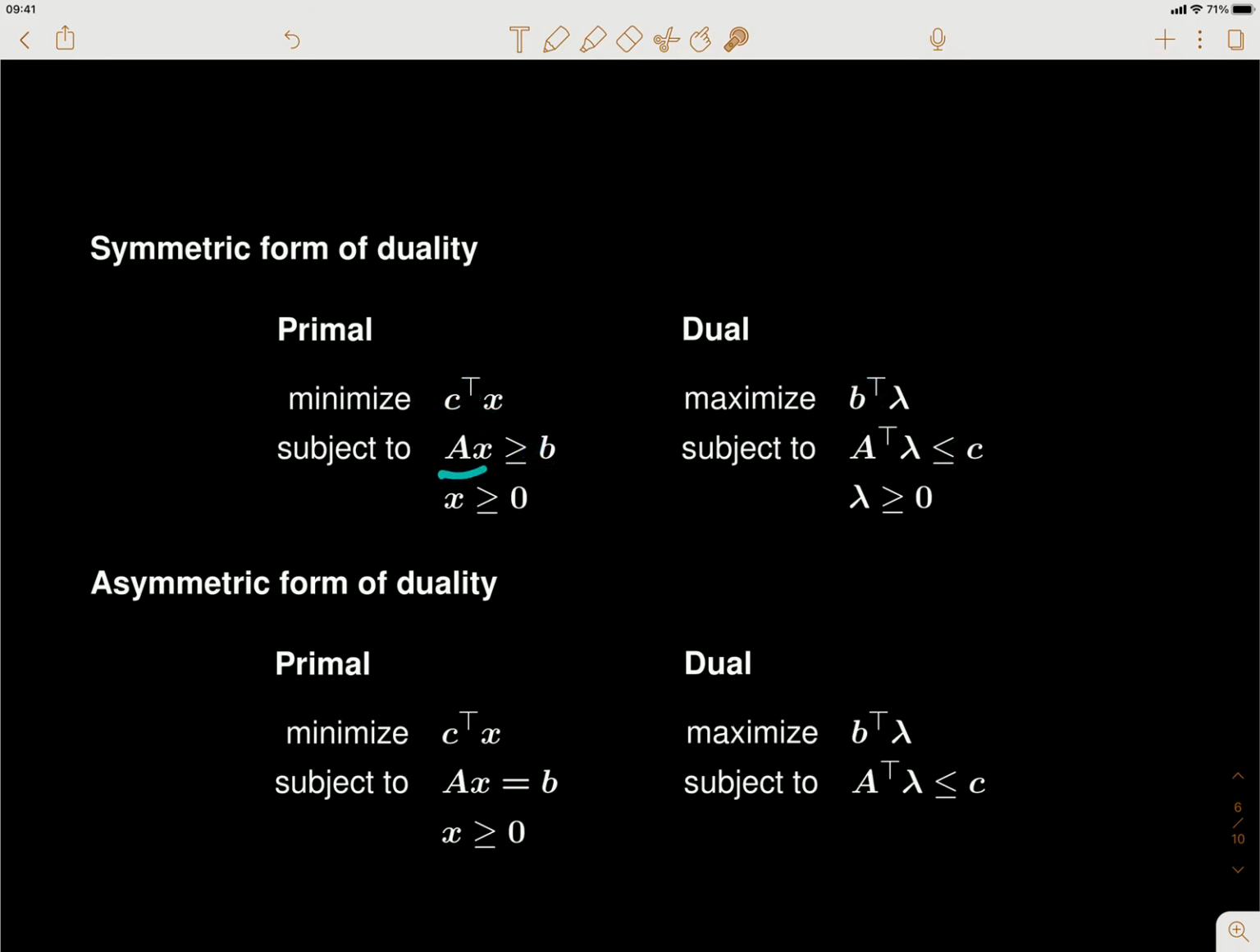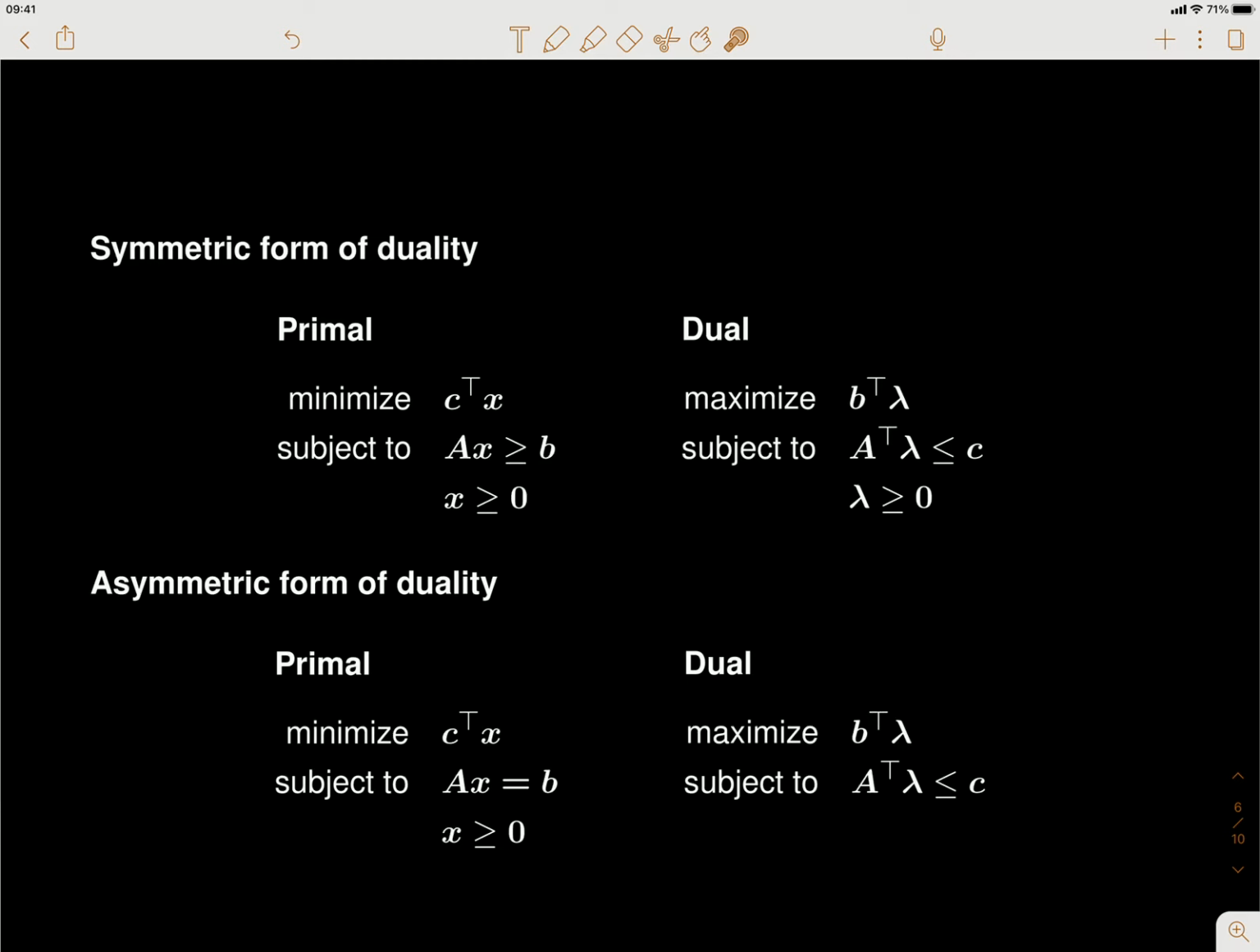So as we said, we got this form by first converting this minimization to maximization. c and b are switched, so that's why we got this one. And also we take a transpose of A, we get this, and then this greater than or equal to becomes less than or equal to, right? That's why we get this. And we call it symmetric because we have a pretty nice correspondence between the constraints and the objective function. Okay, that's the symmetric form.